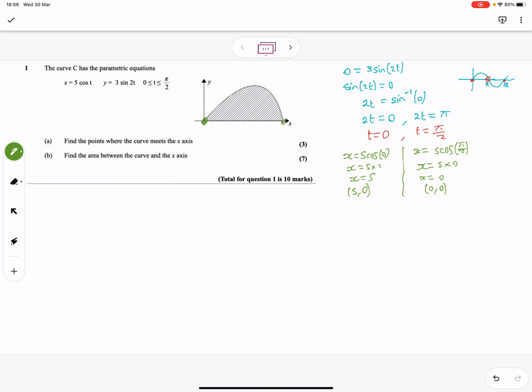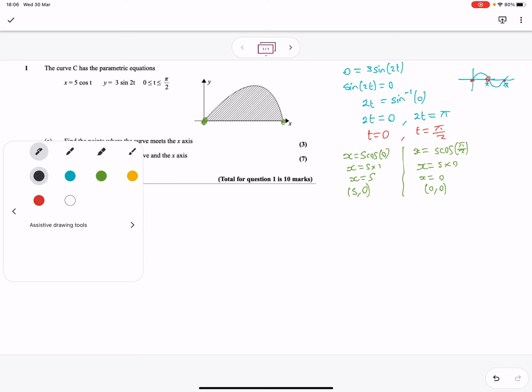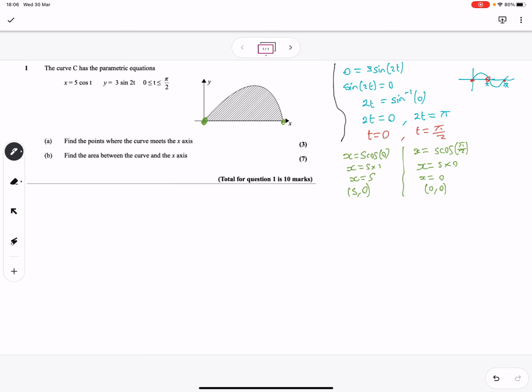But yeah. Now next, find the area between the curve and the x-axis. This is the bit that we've been waiting for, right? This is the bit where you were like, what's going on? So that's what we're going to do now. So we essentially are trying to integrate the function y with respect to x. That's typically what we do, right? That's what we're used to doing when you have it in terms of x and y.